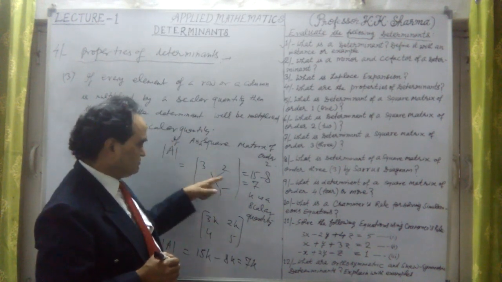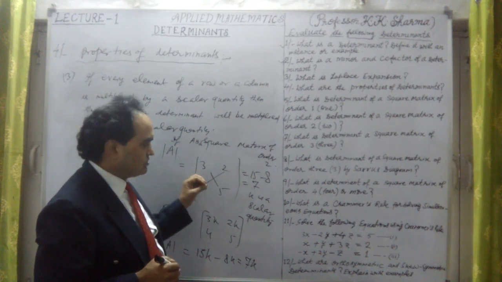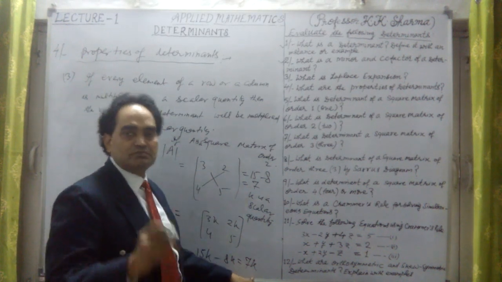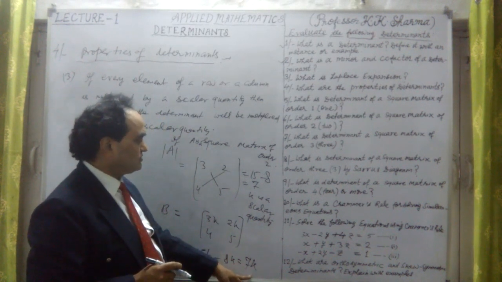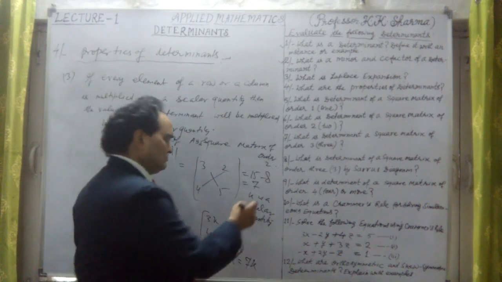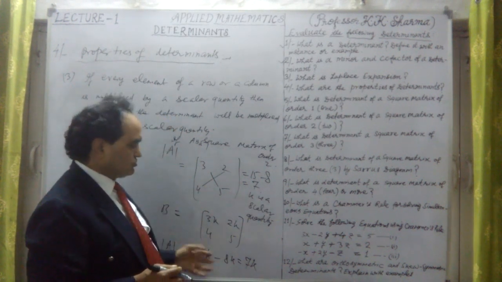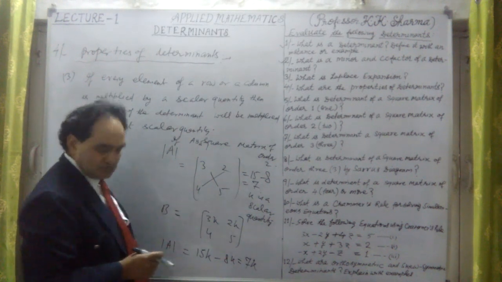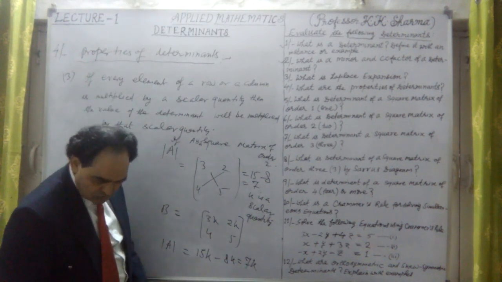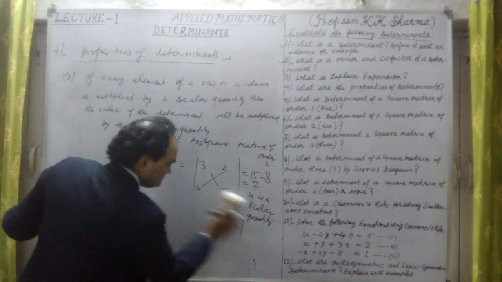If any row or any column is multiplied by a scalar quantity, then the value of the determinant is multiplied by that scalar quantity. So this is K here I have taken. You could take any numerical value also in place of K. I could also prove this, that this is the proof. The third property we have taken here. This is property number 3.